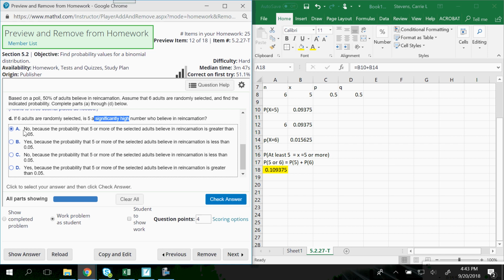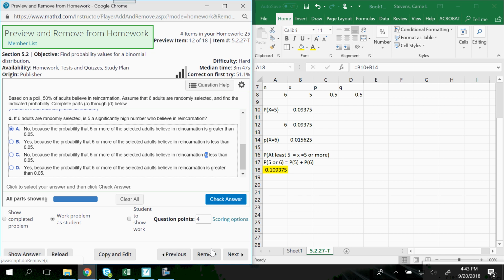5 or more. Okay, so read that again. No, because the probability that 5 or more. That's good. I think that's the one we want right there, because we did need to look at the probability not just of exactly 5, but also of more than 5. Answer C says no, because the probability that 5 or more. Oh, that's no different. They look exactly alike all the way up to, oh, here we go. A greater or a less. So it's A, because our probability is greater than 0.05.